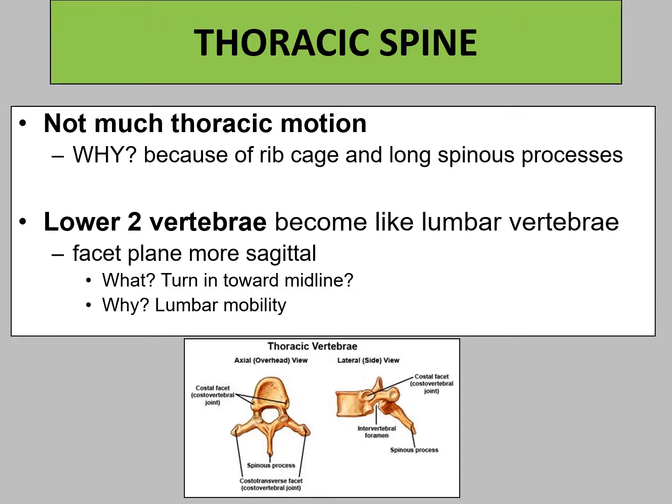Also, the long spinous processes are going to limit thoracic extension due to the bony block of the nearly vertical spinous processes. The last two thoracic vertebrae do behave more, or transition to, like lumbar vertebrae. So not only are their spinous processes more in a horizontal plane, but the facet joints are more in the sagittal plane, which would promote flexion and extension in the sagittal plane.